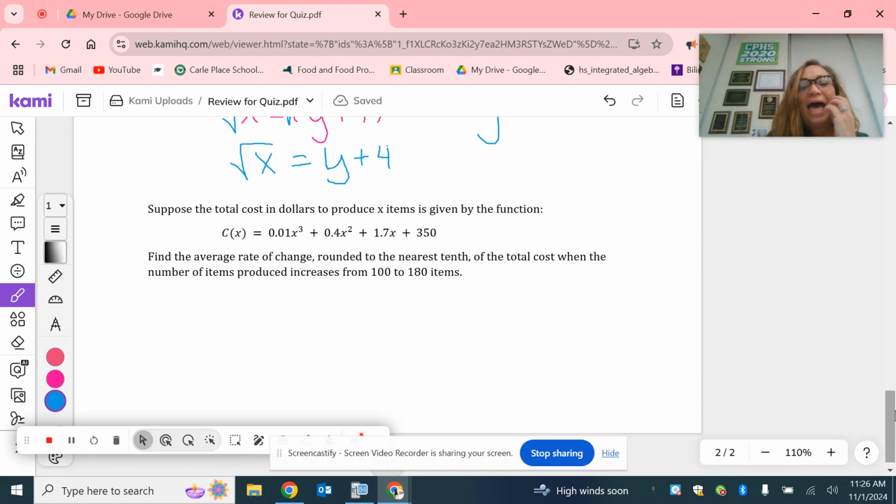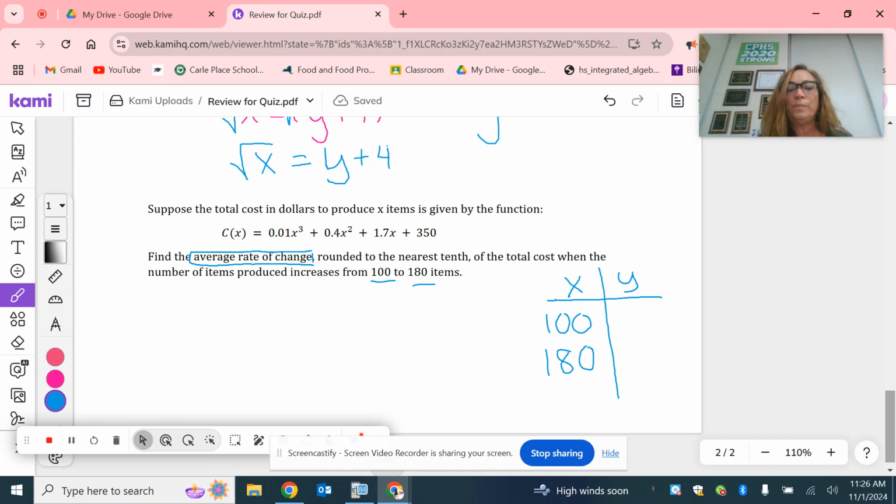Okay. Average rate of change is really just an application of using the slope formula. So we want to find out the values of y for the x's that they want. And they want 100 and they want 180. So basically they're taking something that's curved, this is a cubic, and they're placing a line connecting those 2 points. And they're saying, like, if this line existed, what would be the slope of that line?